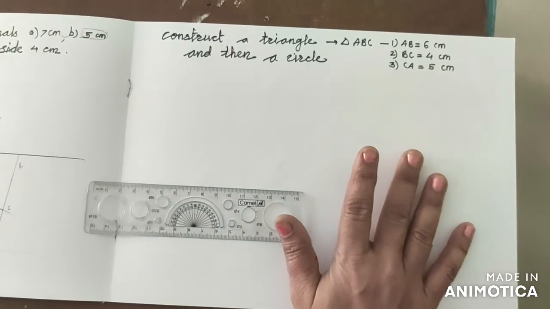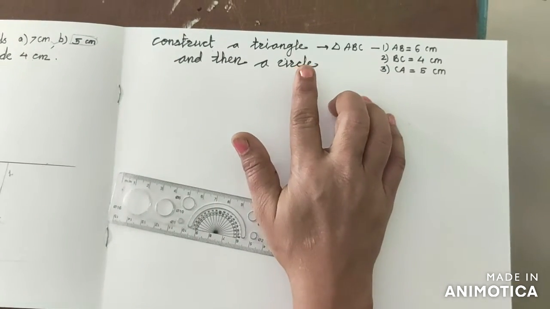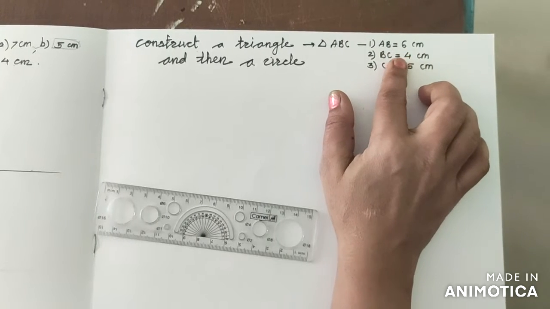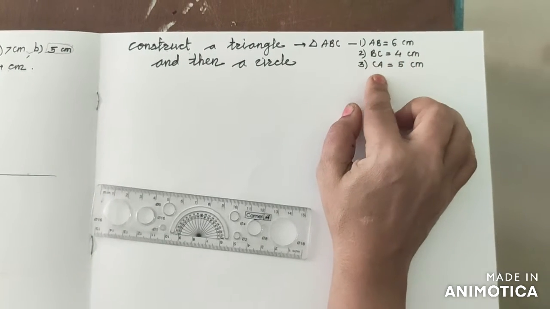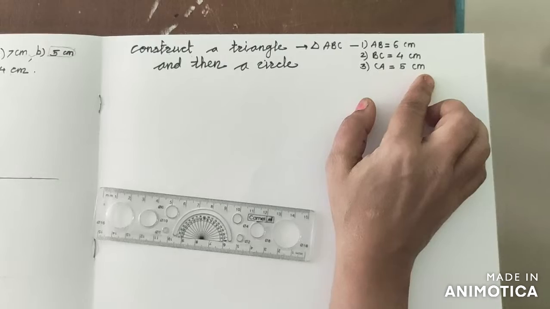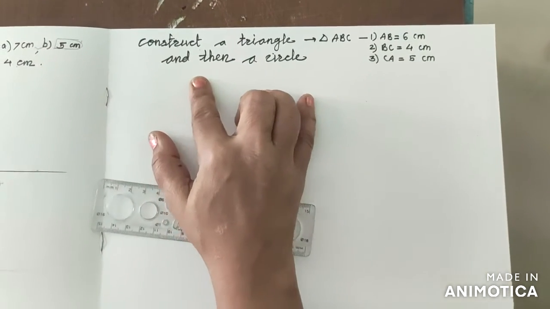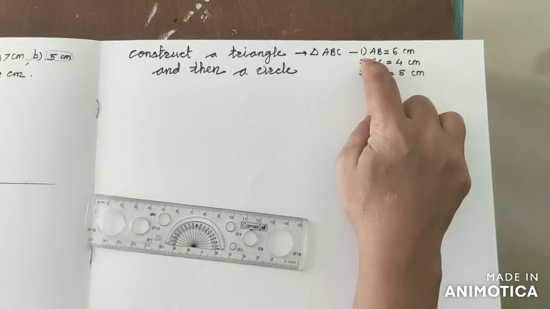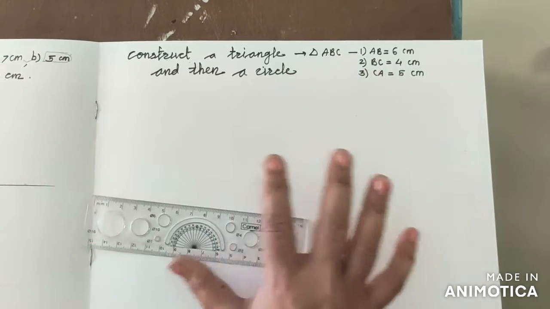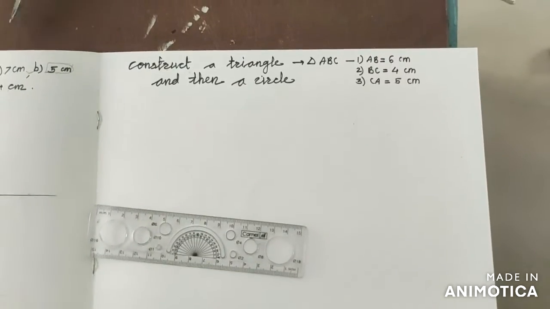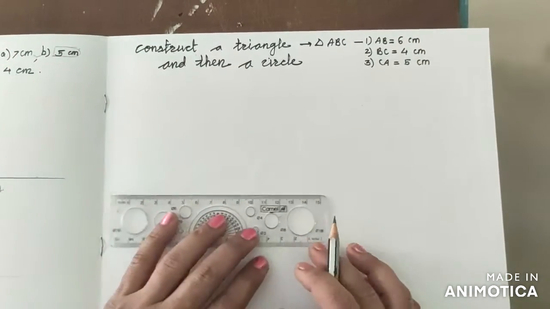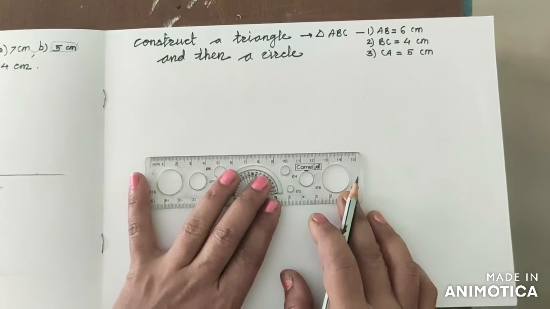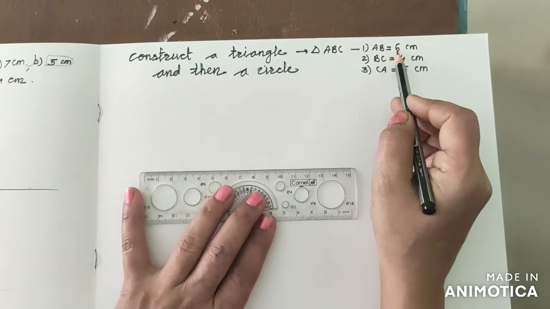So here the question is like that: construct a triangle ABC with AB 6 centimeter, BC 4 centimeter and CA 5 centimeter. Then describe a circle passing through the 3 points A, B and C. Like this the question is designed. Now for that we know how to draw a triangle. We already learned it.